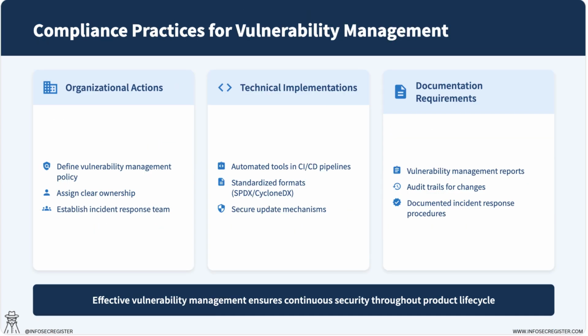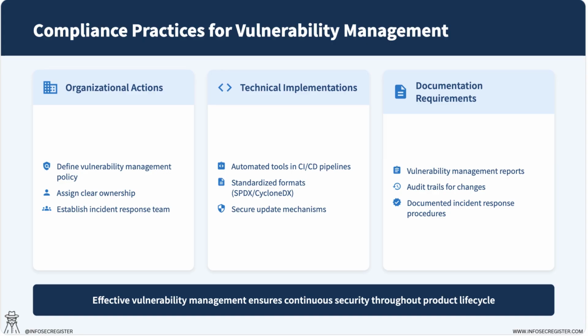So, what does good vulnerability management look like in practice? First, you need strong organizational actions. That means defining a clear vulnerability management policy, assigning ownership, and establishing an incident response team that knows how to act quickly when a report comes in. Then come the technical implementations. Modern product development requires automation: automated vulnerability scanning in CI/CD pipelines, standardized SBOM formats like CycloneDX or SPDX, and secure mechanisms for delivering updates. These practices reduce friction and improve response time.